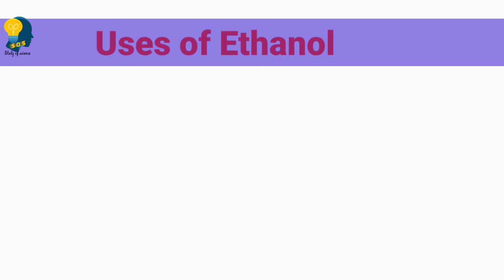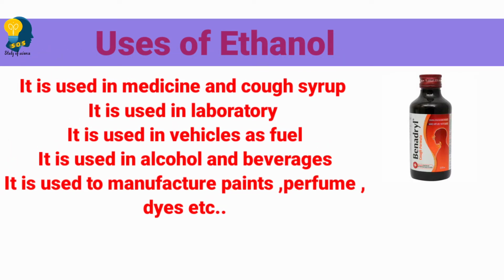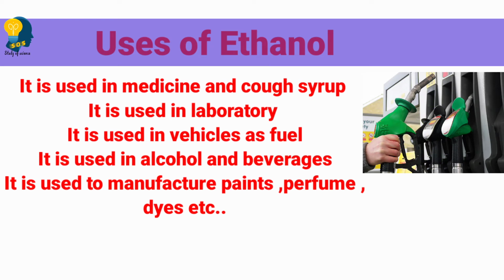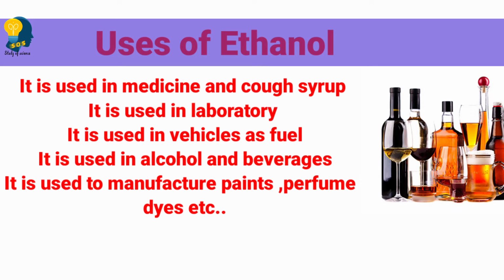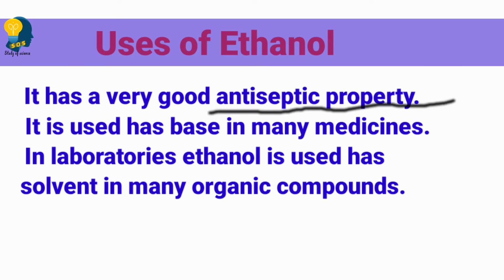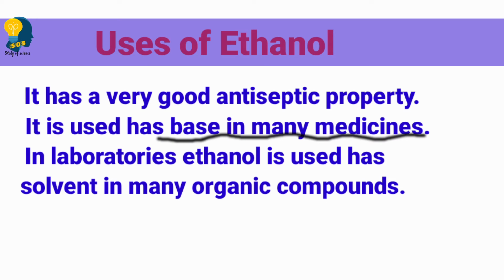Let us understand the uses of ethanol. Firstly, it is used in medicines as well as in cough syrups. Next, it is used in laboratories. It is used in vehicles as a fuel. It is used in alcohols and various drinks and beverages. It is also used to manufacture paints, perfumes, dyes, soaps. Students, ethanol has a very good antiseptic property. And ethanol is used as a solvent. In many laboratories, ethanol is used as a solvent for most organic compounds. And it is a very good base. Hence, it is used as a base in medicines. So, these are some of the important uses of ethanol.